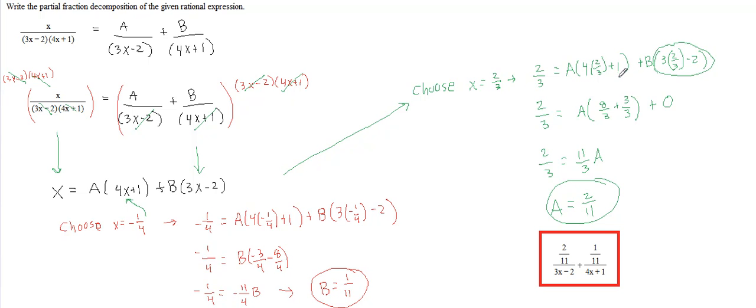1 was the same thing as 3/3, so I already changed that here. 4 times 2/3 was 8/3. 8/3 plus 3/3 is 11/3 A. Divide by 11/3 on both sides, and we get A is 2/11.